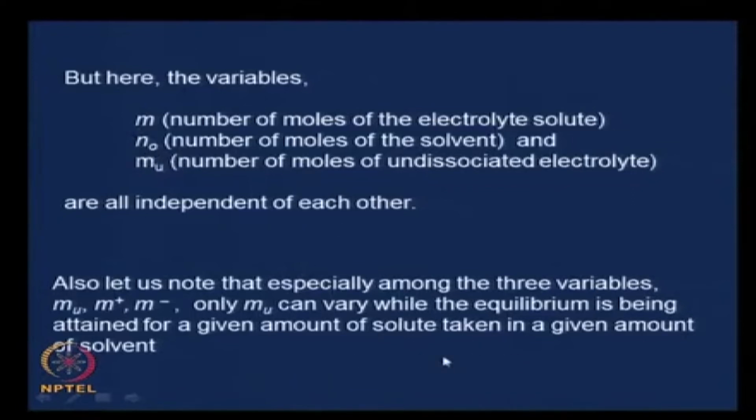Once we are clear about these things, it is quite easy to write the functional dependencies. We can write the condition for equilibrium in an electrolytic solution as dou Gt dou mu. We are just taking it with respect to one independent variable, the number of moles of the undissociated electrolyte, at constant T, P, M and N0, the number of moles of the solute and the number of moles of the solvent. This is 0, this is the condition for equilibrium, equation 6-66.